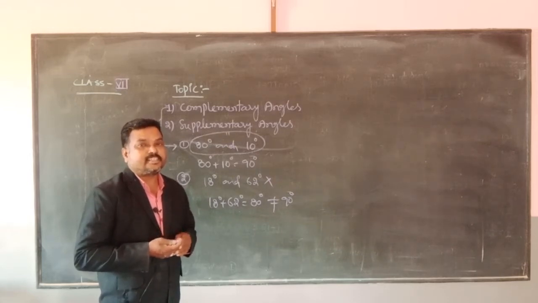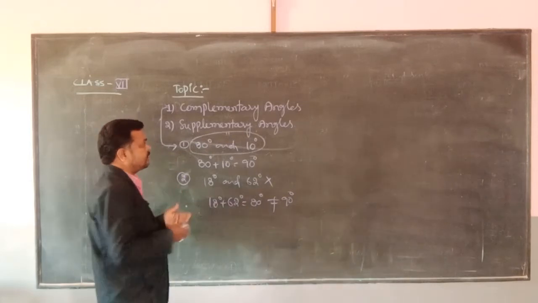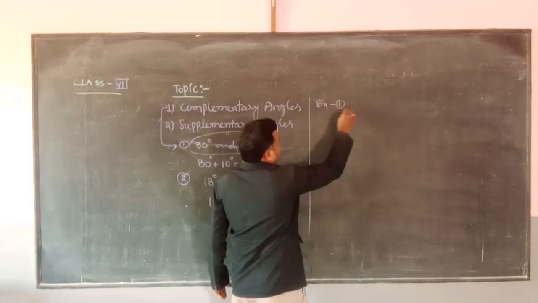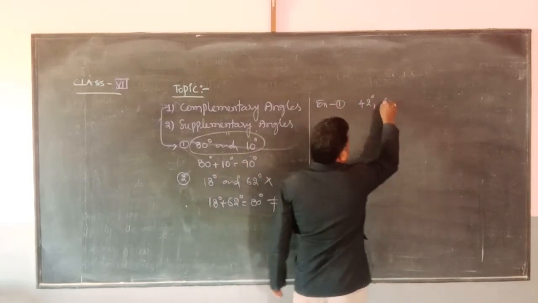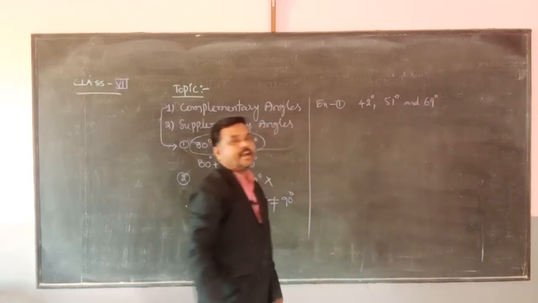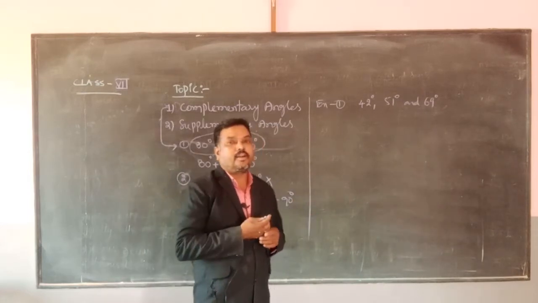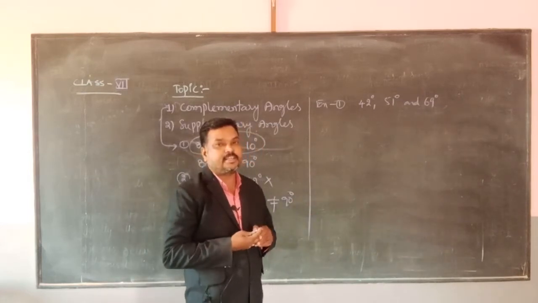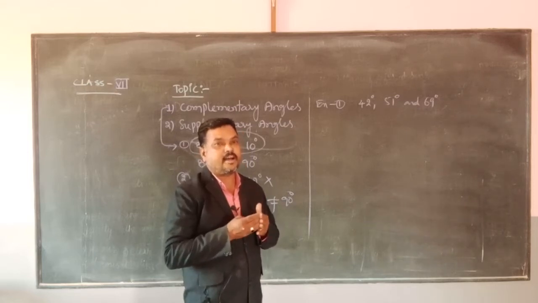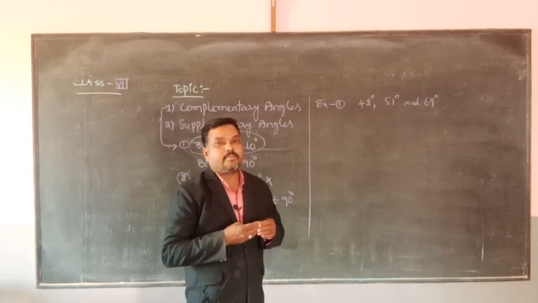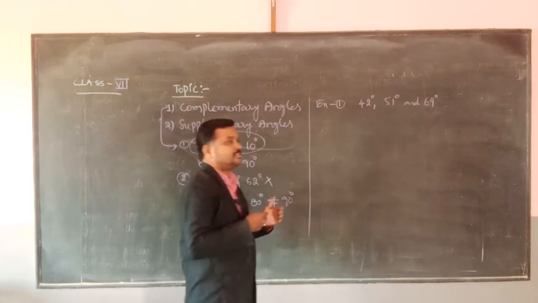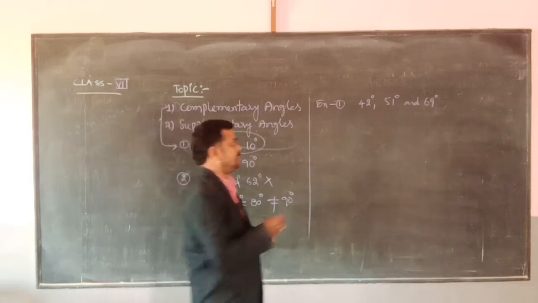what is the measure of each angle? See, the first question: suppose they give 42 degrees, 51 degrees and 69 degrees. These are the given angles. We have to find the complementary angles of 42 degrees, 51 degrees and 69 degrees. We just have to subtract the given angles from 90 degrees to get the complementary angles, because the sum of two complementary angles is 90 degrees.